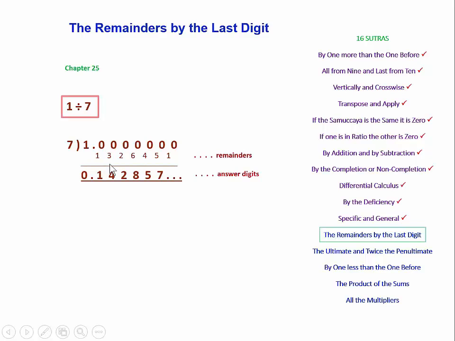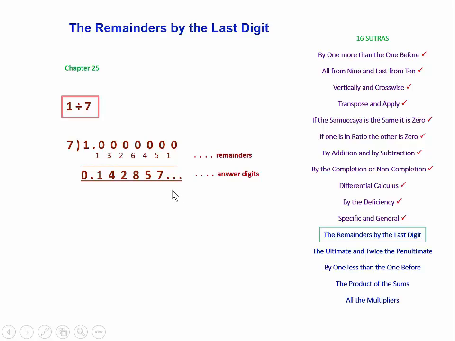And now we can use the last digit, the 7, in two ways. We can either divide from the left or multiply from the right. If you divide from the left, then you say 7 into 10 is 1, and ignore the remainder. 7 into 30 is 4. 7 into 20 is 2, and so on.